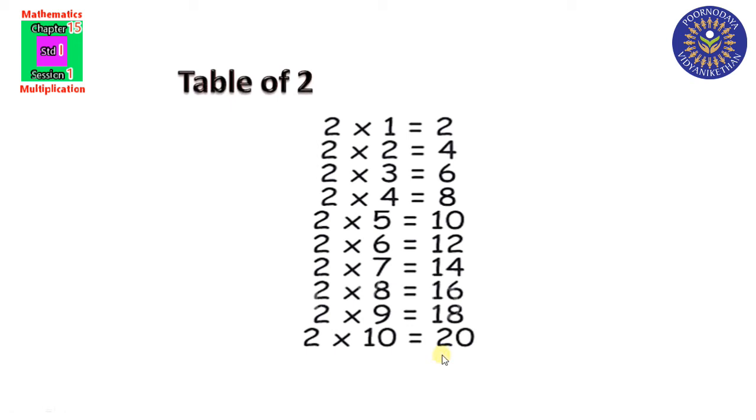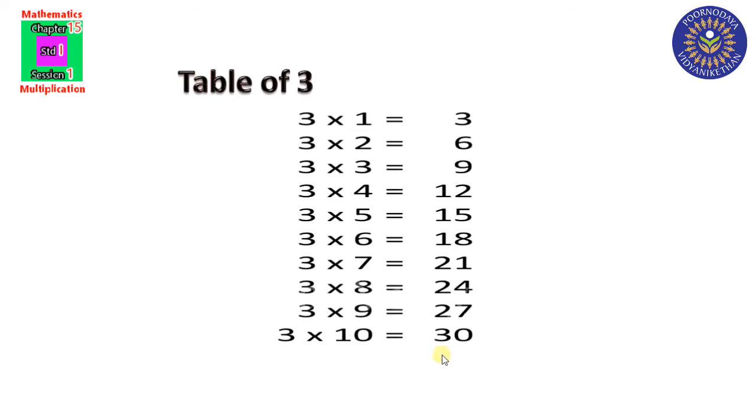Listen once again. 2 1s are 2, 2 2s are 4, 2 3s are 6, 2 4s are 8, 2 5s are 10, 2 6s are 12, 2 7s are 14, 2 8s are 16, 2 9s are 18, 2 10s are 20. Clear? Next we are going to learn the multiplication table of 3.